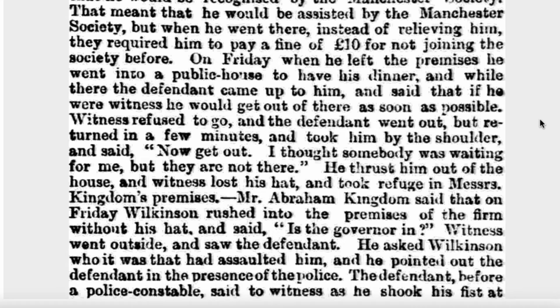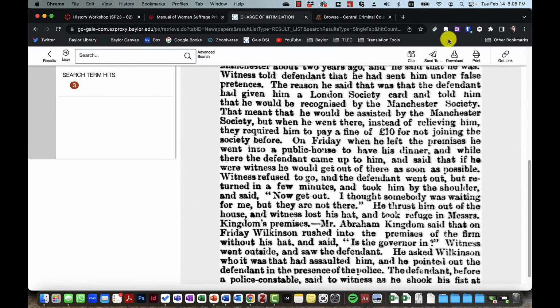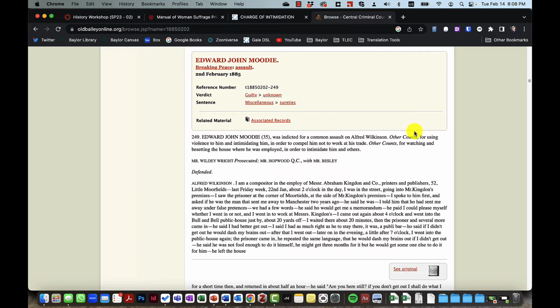So I went about the work of finding another source that might help corroborate this story. And what I found was the actual trial records for Edward John Moody from this case. And here, Alfred Wilkinson, the same guy, was brought into court and asked about the incident.